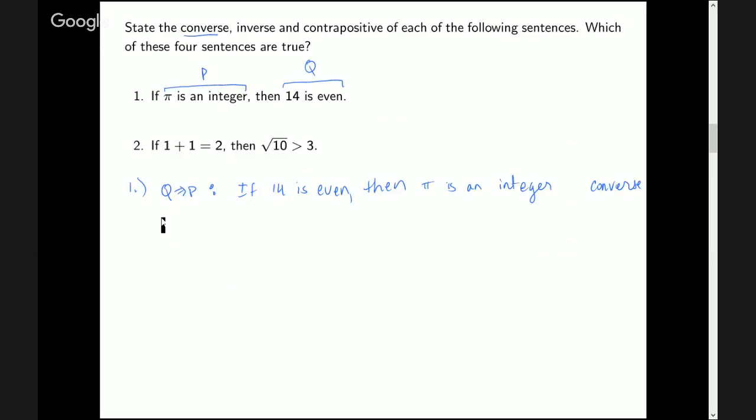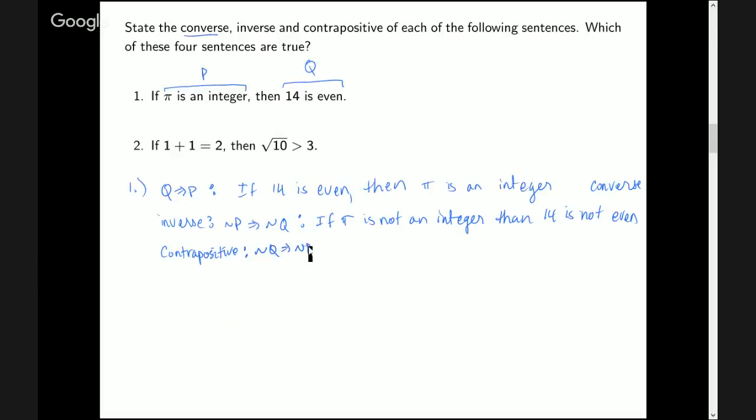Now then, the inverse is going to be not P implies not Q. So what would that be in English? If pi is not an integer, then 14 is not even. And what's the contrapositive? Yeah, not Q implies not P.